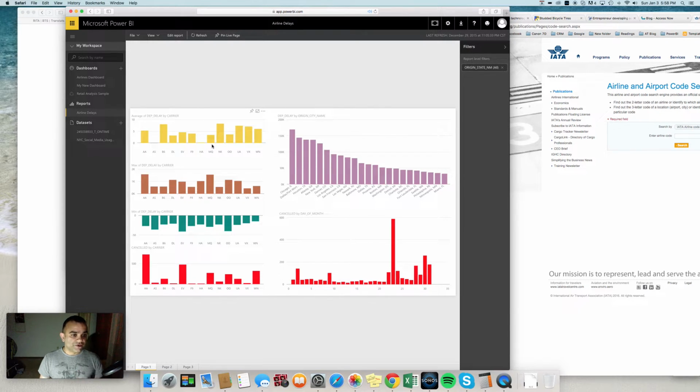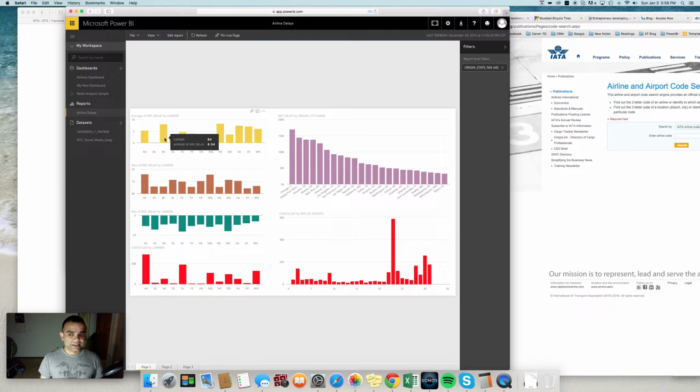The first chart right here is showing me the average delay of flights. So for any flight that was delayed, what's the average amount of delay in minutes by airline. So this is what it's showing me. For example, for American Airlines, the average amount of delay was 5.3 minutes, right?